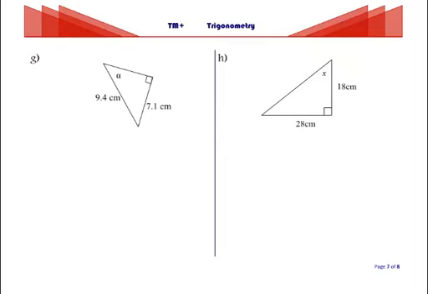Let's do a couple more. In this one, we're finding alpha. So I start at my alpha and I go across, and there's my opposite. My right angle, go across, and there's my hypotenuse. And my third side is my adjacent. What have I been given? I've got hypotenuse as 9.4 and I've got opposite, which is 7.1.